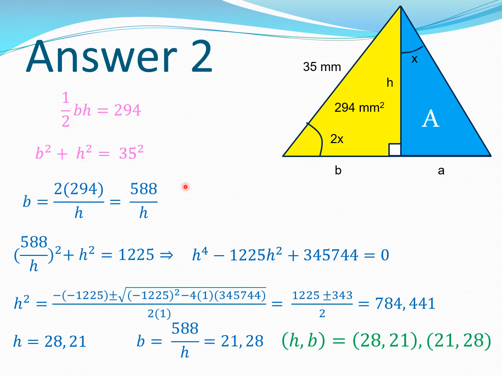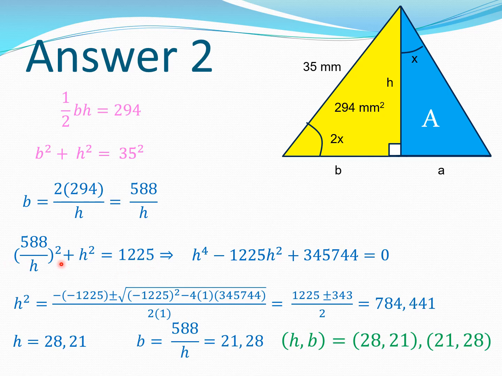Because I have two equations and two variables, I could solve them. So I can immediately write b in terms of h as b is 588 by h, and then I substitute it into the equation I obtained from Pythagoras theorem. That's going to give me (588 by h) squared plus h squared equals 1225.